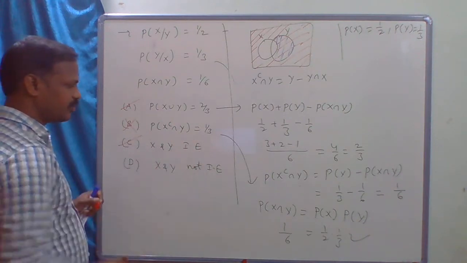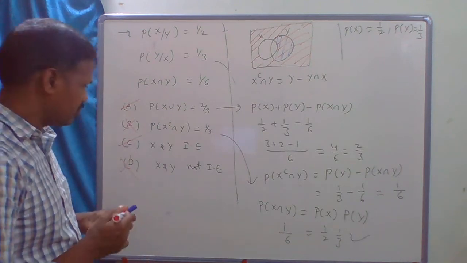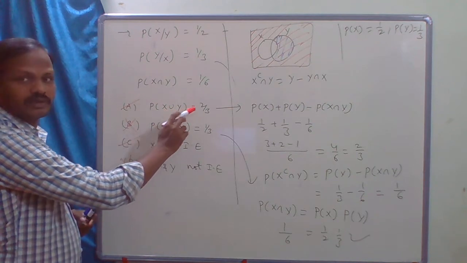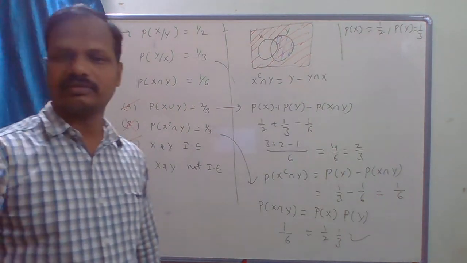So x and y are independent means that "not independent" is wrong, obviously. Okay. So the correct statements are probability of x union y equal to 2 by 3 and x and y are independent events. Clear?